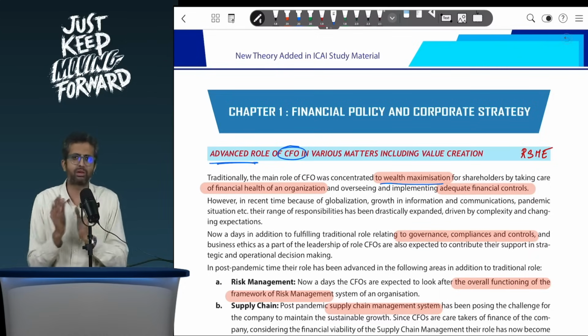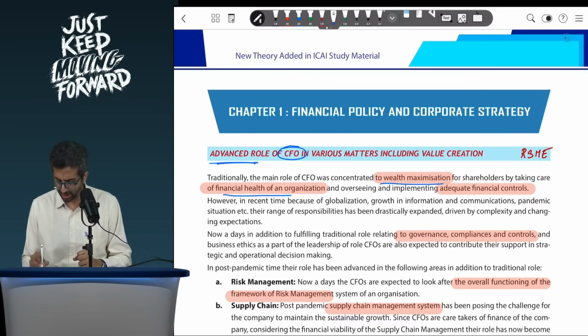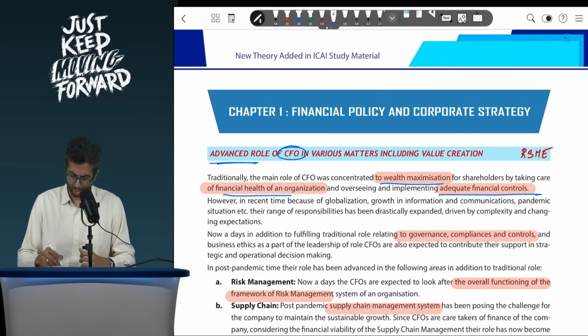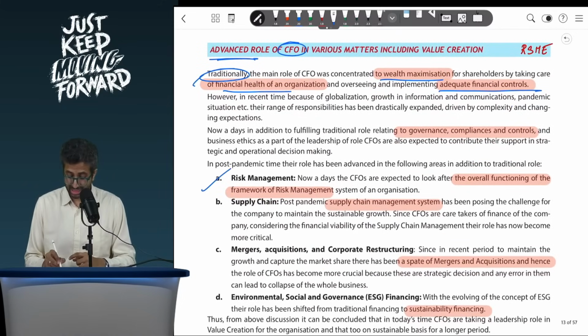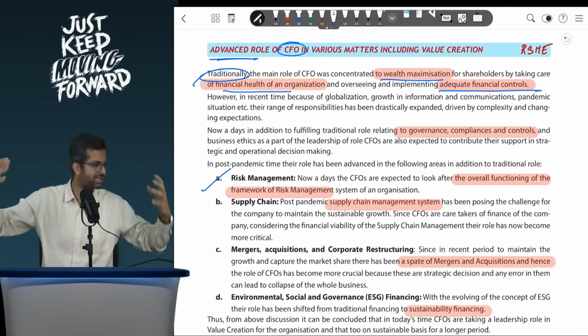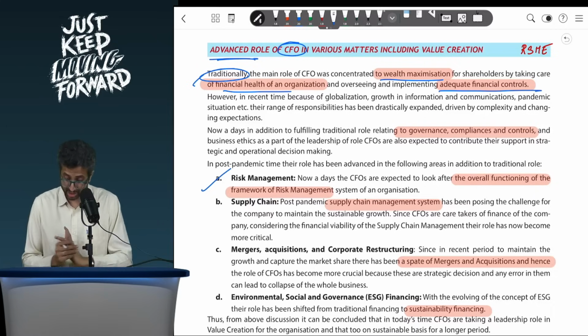Managing the financial health and managing adequate controls has always been the traditional forte of a CFO. Apart from that, certain new roles are also put in, which is risk management. So your overall risk management framework is to be managed by the CFO.